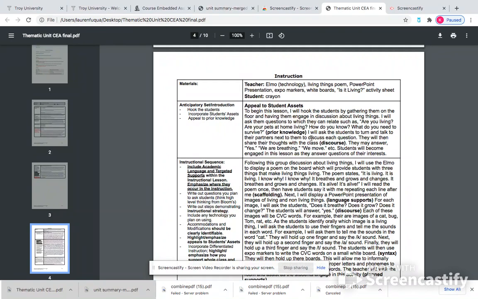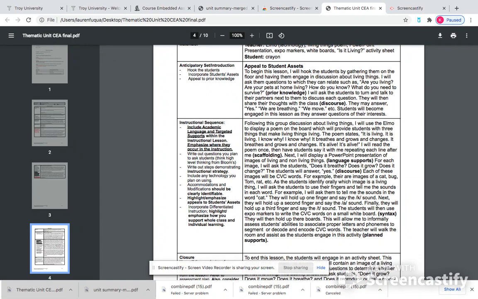I'll ask them to turn and talk to their partners in order to discuss their answers to these questions, and they will be able to share their thoughts with the class. Their answers may be, yes, they are living, we are breathing, we move, we need food, etc.